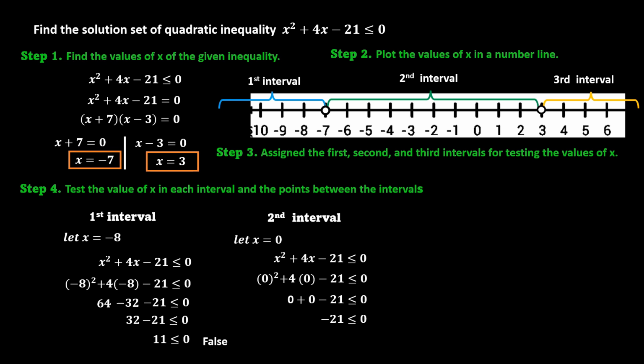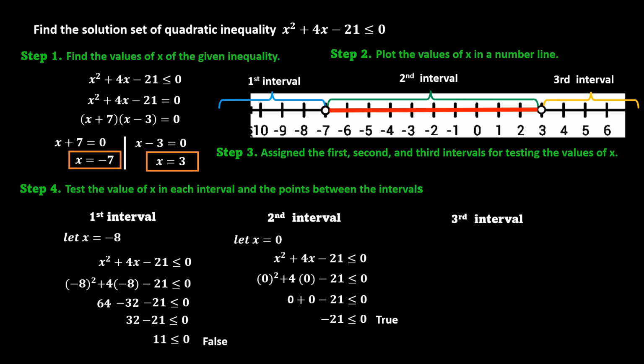The result is negative 21. Is negative 21 less than or equal to 0? The answer is true. On the number line, the numbers between negative 7 and positive 3 are solutions to the given inequality. Therefore, the region in the second interval will be shaded.